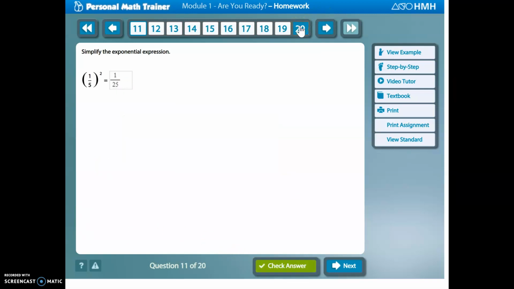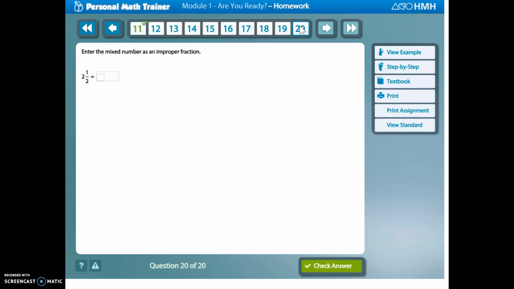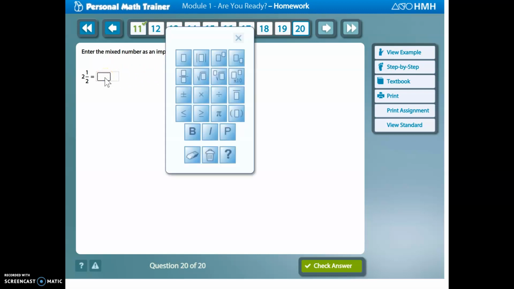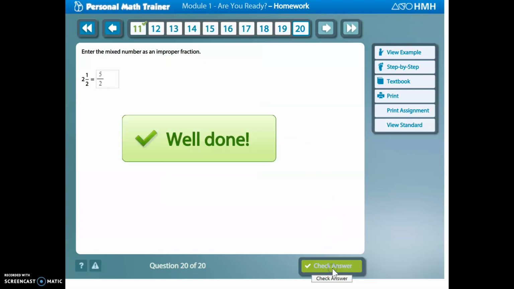And then the last kind of problems that we went over were your directions. It says enter the mixed number as an improper fraction. So notice as soon as I click on this, it gives me the option. It wants an improper fraction here, so I want a numerator and a denominator. And remember to do this, we go 2 times 2 is 4, plus 1 is 5 on top. And now you keep the denominators the same. So for that fraction 1/2, the denominator, the bottom number, is a 2. So we're going to put a 2 on the bottom, and then you can check your answer.